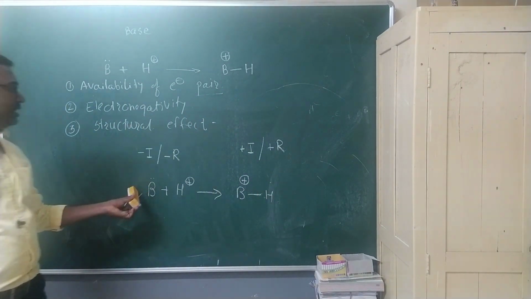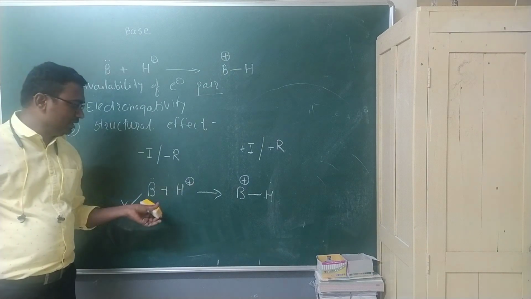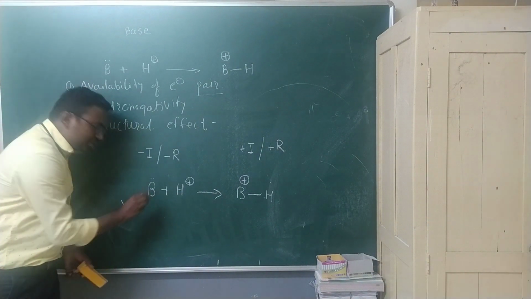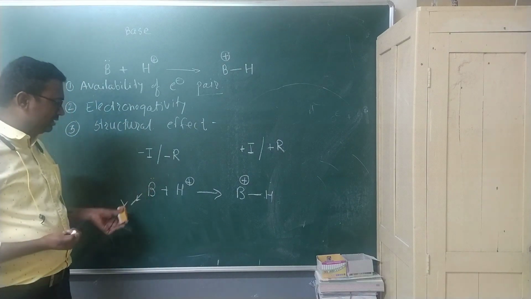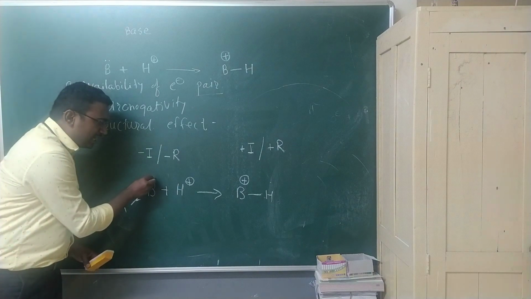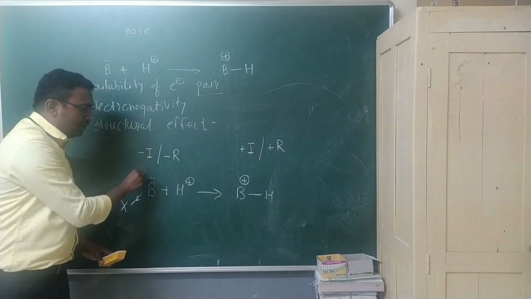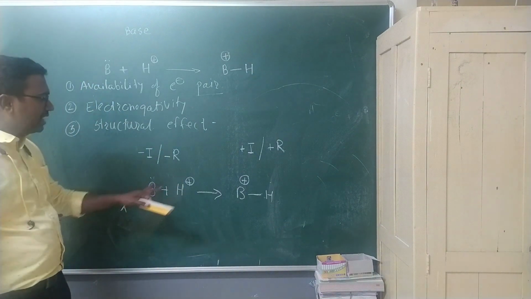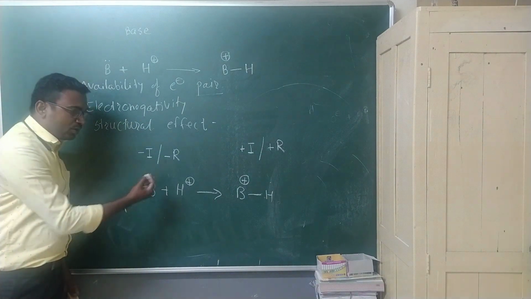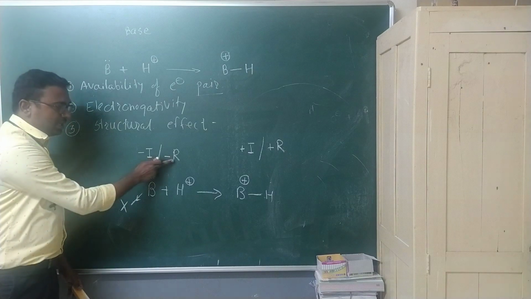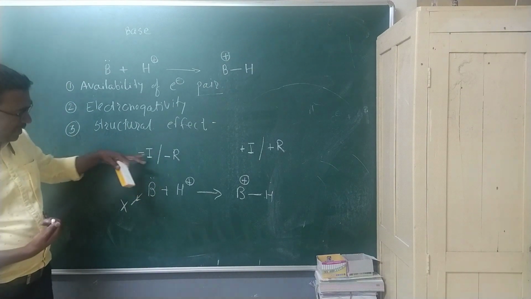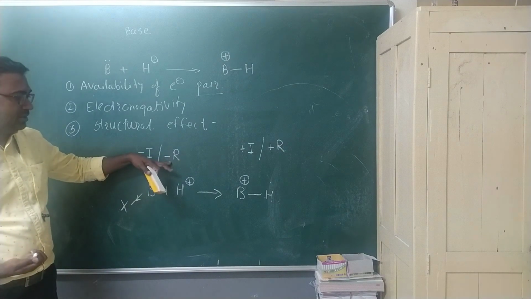Here B is the electron donor group, it acts as a base, but if X is any atom which attracts the electron towards itself, what happens? The electron density which is expected to be donated to the H plus ion will get decreased. If X is an electron withdrawing group, it has an electron withdrawing inductive effect, and it may have an electron withdrawing resonance effect.